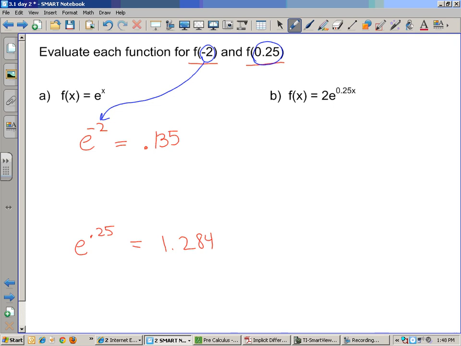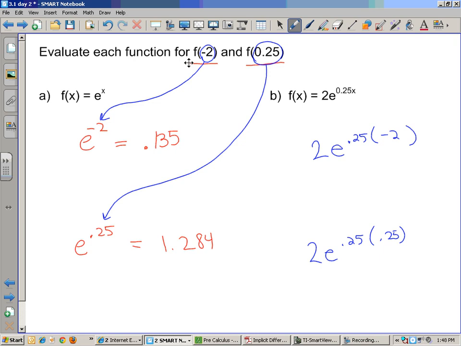Okay, so notice all I'm doing here is I'm taking -2 and I'm plugging it in for x. And I'm taking 0.25 and I'm plugging it in for x. So 2 times e to the 0.25, that's where the x would be. 2e to the 0.25, this is where the x is going to be. So I need to do order of operations on this. So what I want to do is hit the second natural log button, and up in the parentheses I want to hit 0.25 times -2, and then it gives me a decimal, and I'm going to do this in baby steps.